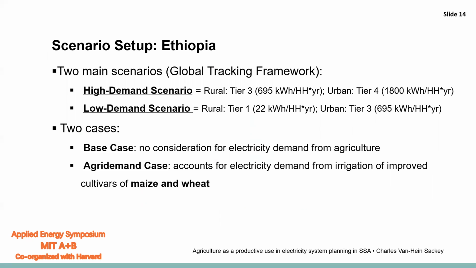As a reminder, we expanded the residential demand estimates to include potential demand from small-scale pumped irrigation, which we refer to as agri-demand.